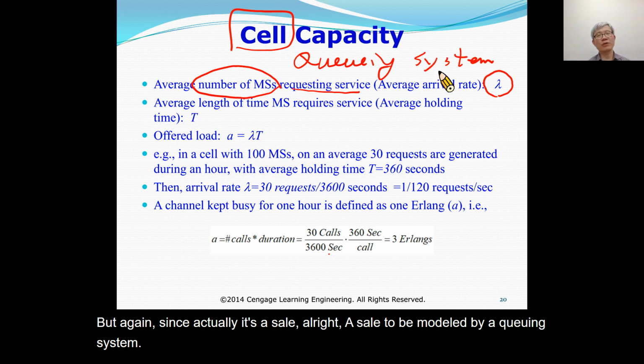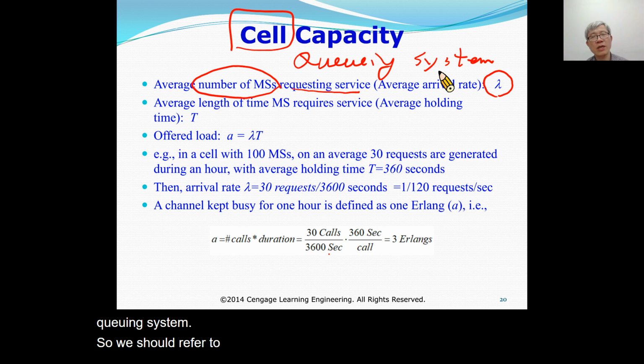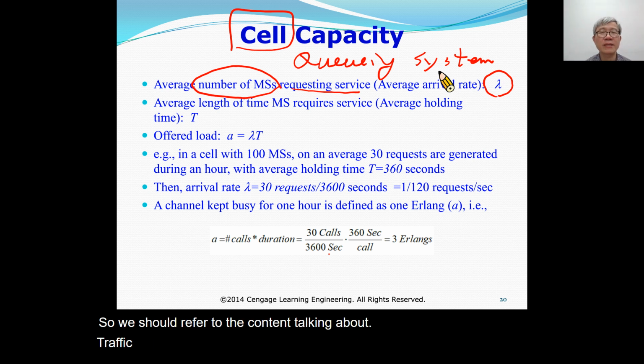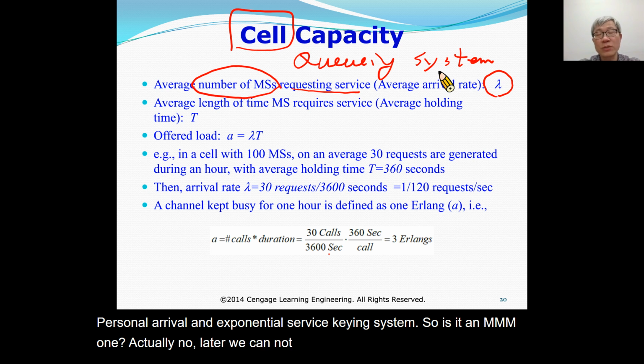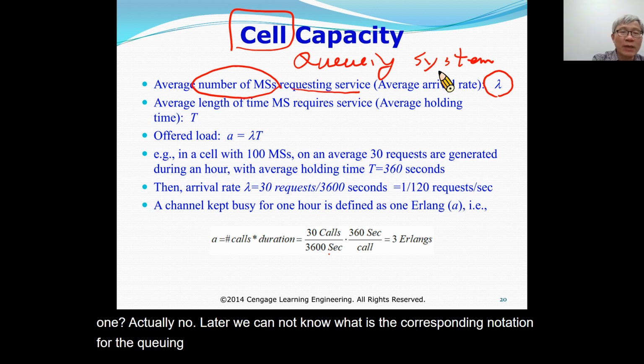So we should refer to the content talking about traffic theory. And so we have the Poisson arrival and the exponential service queuing system. So is it an M/M/1? Actually no. Later we can know what is the corresponding notation for the queuing system. And last one we have the service time.